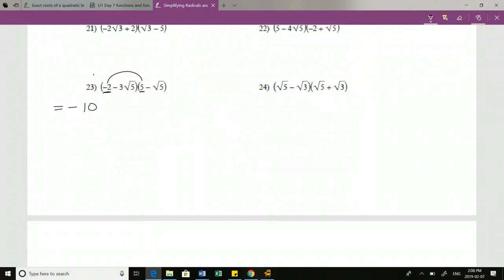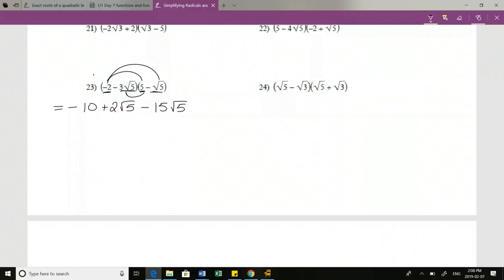And then I'm going to do outsides. So -2 times -√5. Negative and negative will make a positive. And because one of these is a regular number and I'm multiplying it with a root, those just go together, right? It's like 2√5, just like you do with 2x. Okay, and then insides, I'm going to do -3√5 times 5, so -15√5. Okay, so 3 times 5, and then the √5 just hangs out on the end there.